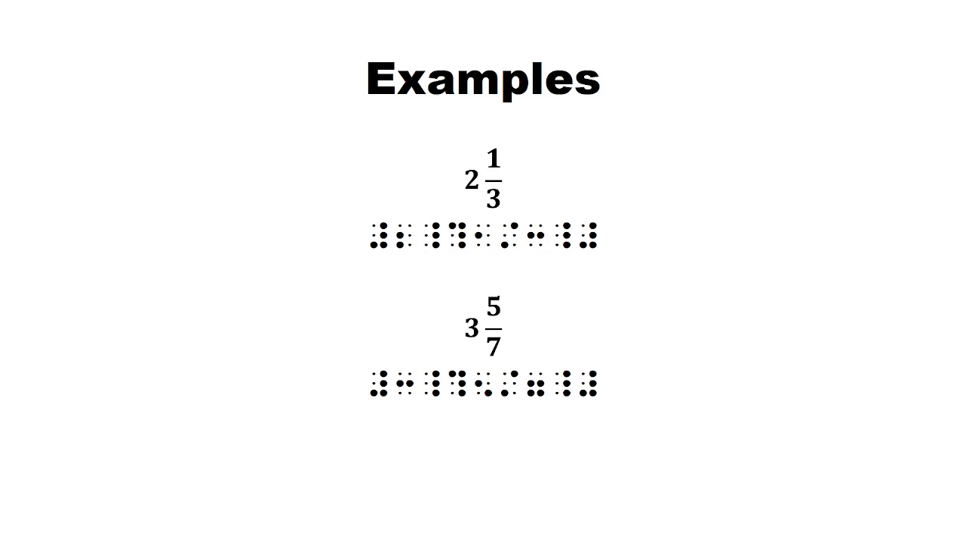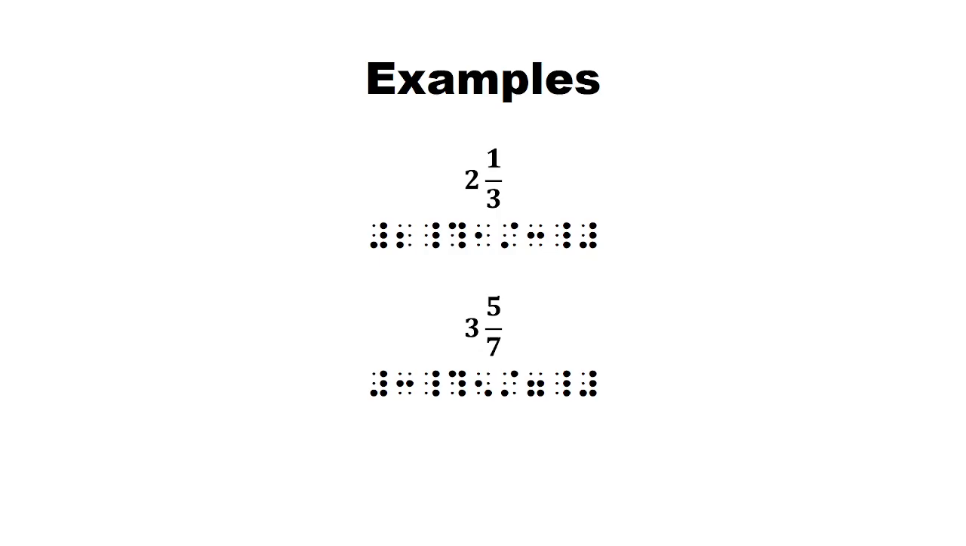Then followed by 1 for the numerator of 1/3, and then the fractional bar or the slash in Braille is dots 3, 4, then followed by 3, our denominator. And then right after that, we put the closing mixed fraction indicator. For the first cell, we have dots 4, 5, 6, and the second cell, dots 3, 4, 5, 6.